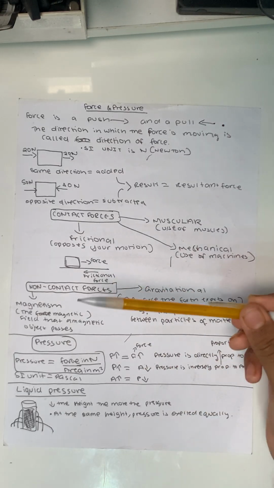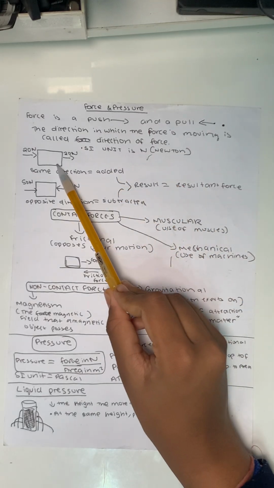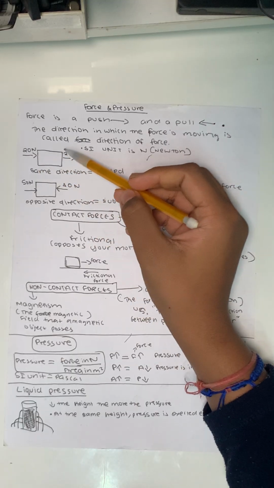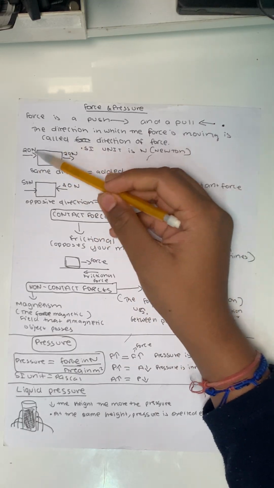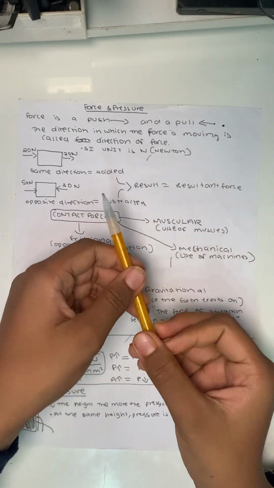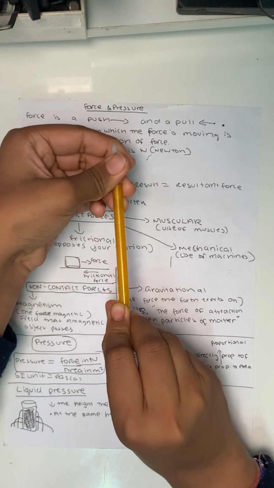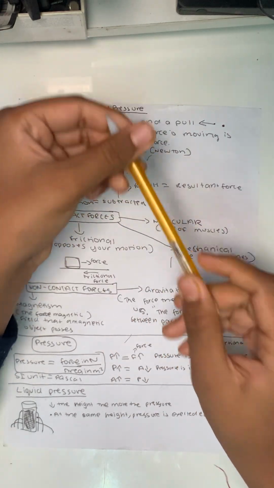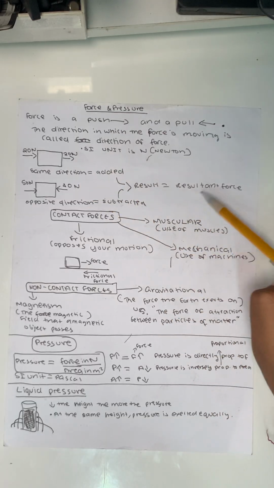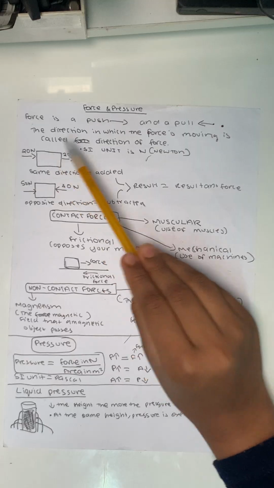For example, here we can see the first example: there is a box, and 20 newtons is being pushed here and 20 newtons is being pulled. So both of them are acting on the same object. I am pushing from this side and I am pulling from this side. Both of these forces are acting in the same direction, which means that their resultant force will be the addition of both these forces in newtons.